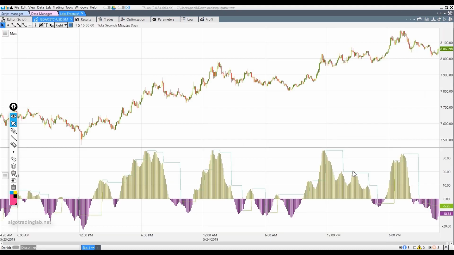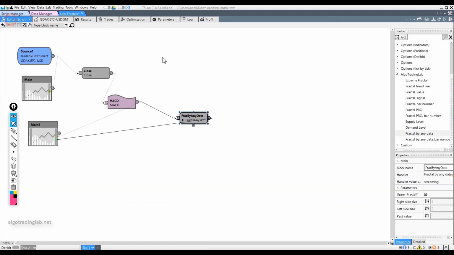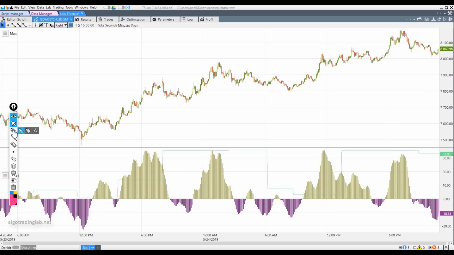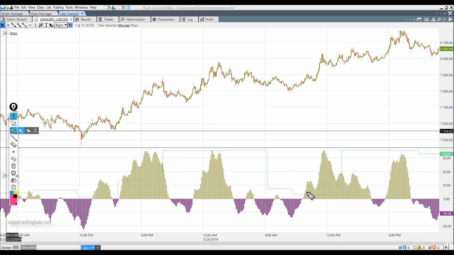Run, and try to determine the necessary fractal values visually. Okay, I see. With the values equal to 2, we have too many fractals, so we should enter a bigger value, such as 20 bars for each side. These values are more suitable for us. These fractals just stood out here, and the line shows their values. What do we do next?